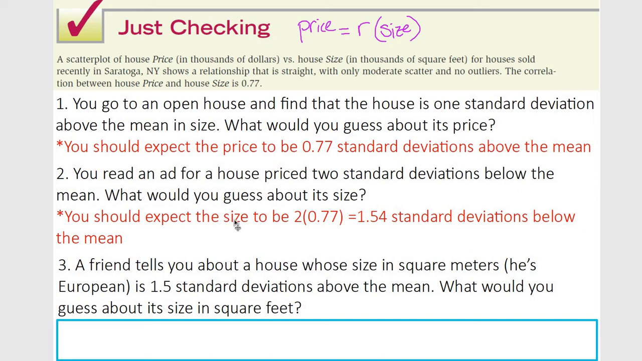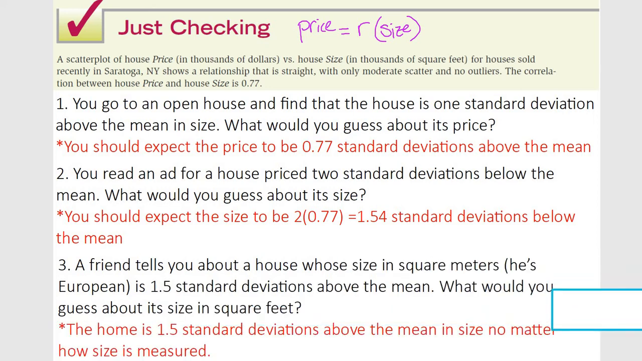Okay, so think about this. A friend tells you about a house whose size in square meters is 1.5 standard deviations above the mean. So what would you guess about its size in square feet? If I change it from meters to feet, what does that do to the correlation? Hopefully you know that it doesn't matter. Units don't affect the correlation. So here it's still going to be 1.5 standard deviations.